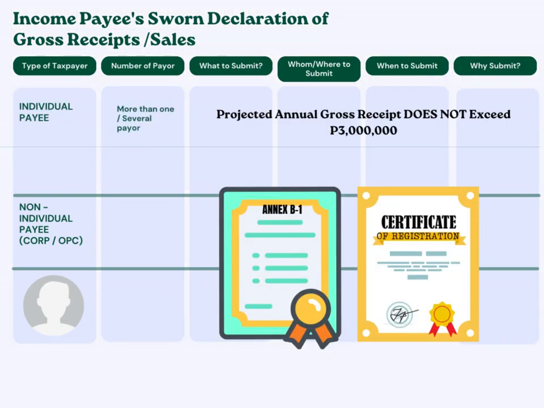The first type of individual payee are those with multiple payers. If the person's gross receipt is projected not to exceed 3 million, he needs to submit Annex B1 together with his certificate of registration, or COR, to his payer.